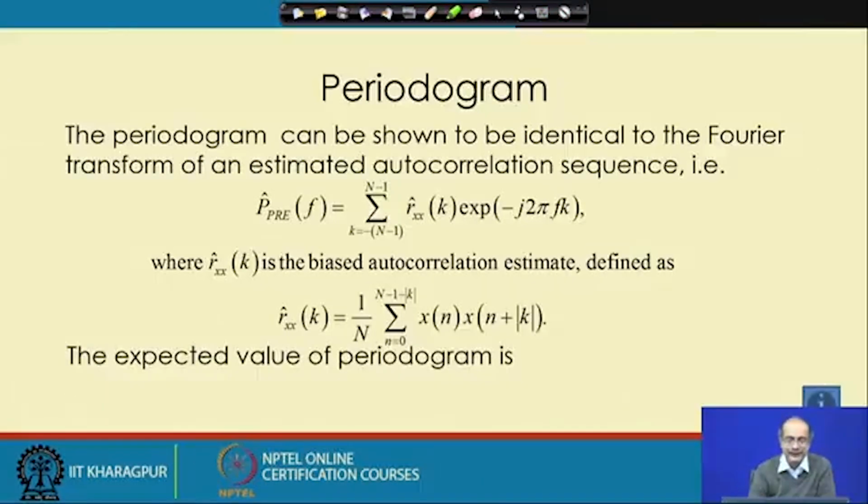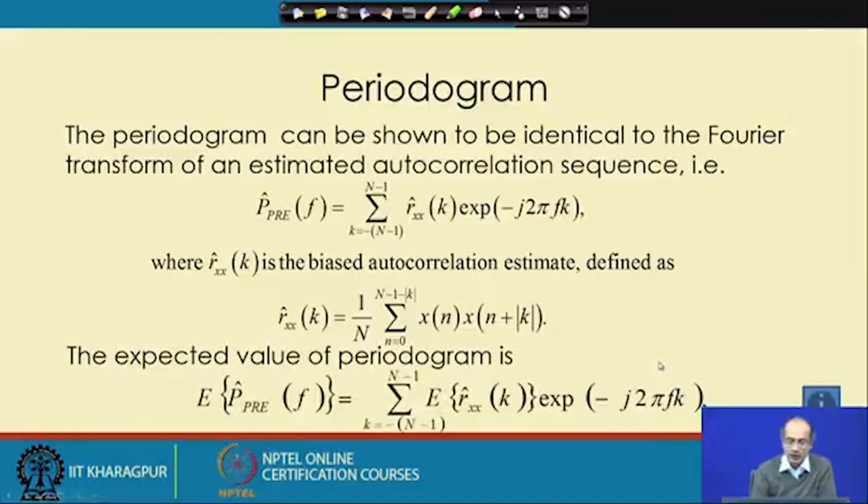So, if we now take the expected value of that periodogram, which is required to calculate the bias, then the expectation operator will work on this estimated autocorrelation sequence. So, now let us look further at what we get out of it.